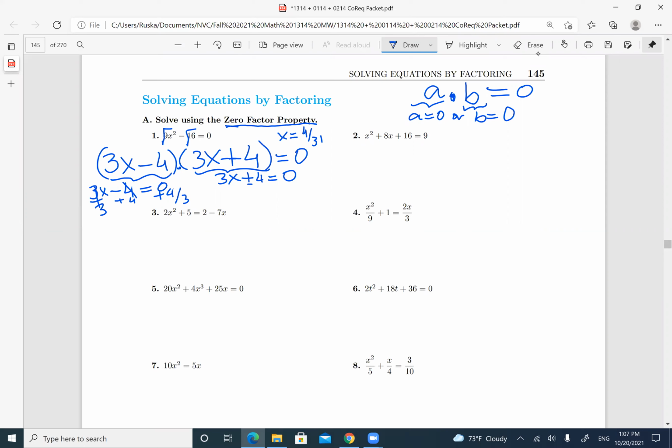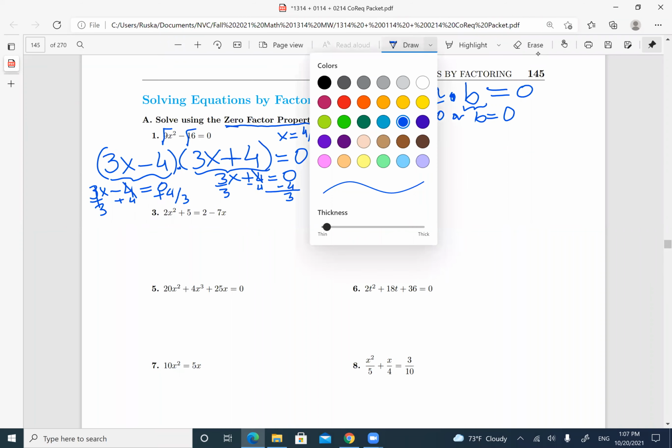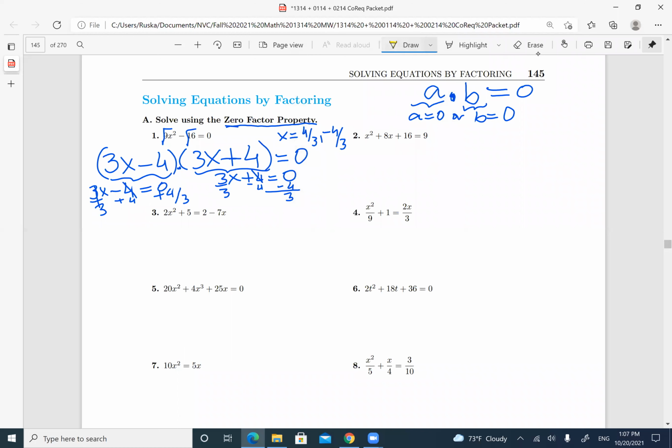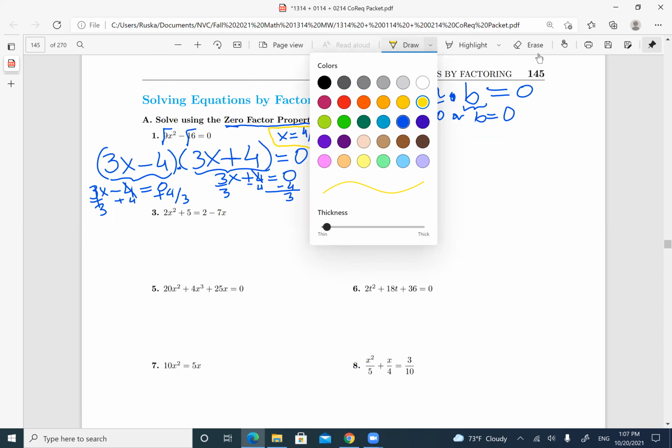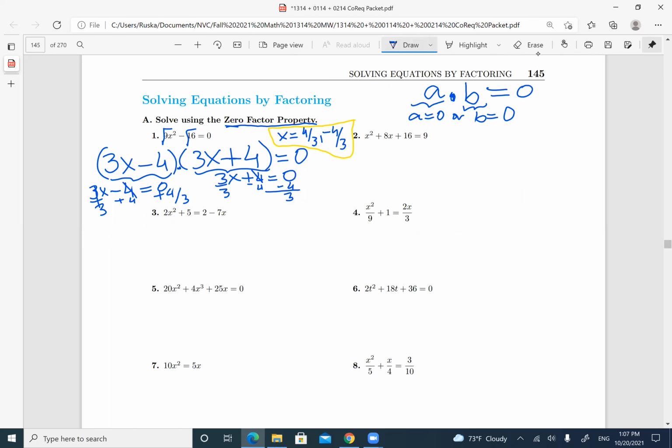And the other one is you subtract 4 on both sides, and then you divide by 3. Also negative 4 over 3. So these are my solutions, 4 over 3 and negative 4 over 3. So remember, after you factor, you solve each of the factors equals 0, and that's how you get the solution. Make sense? Everybody good with that? So that's how we're going to solve all of these equations by factoring. You're going to factor and then set each of the factors to 0.